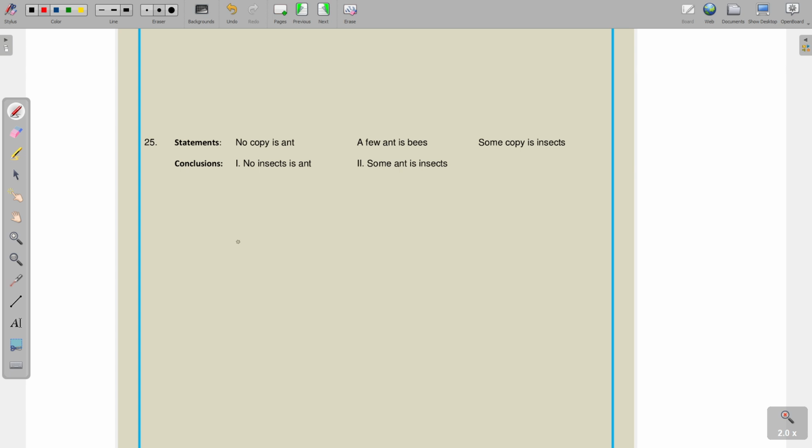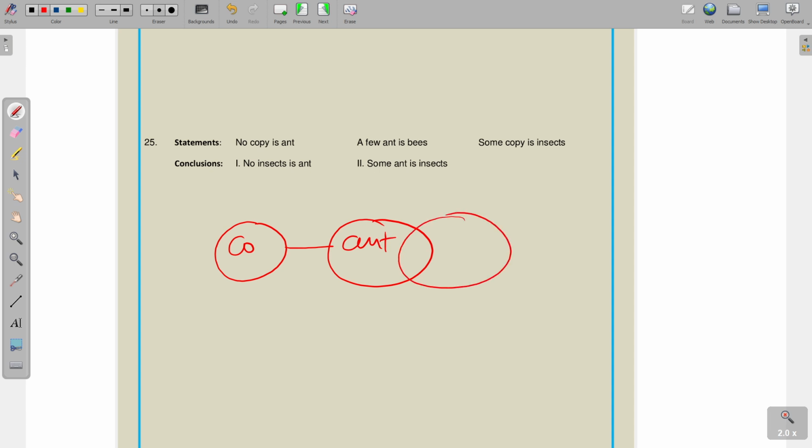Next, no copy is ant. No copy is ant. Only a few ant is B, in the sense some ant is B. Next, only copy is insect. So only copy is insect, which means all insects are copy. All insects are copy, so some copy is insects.